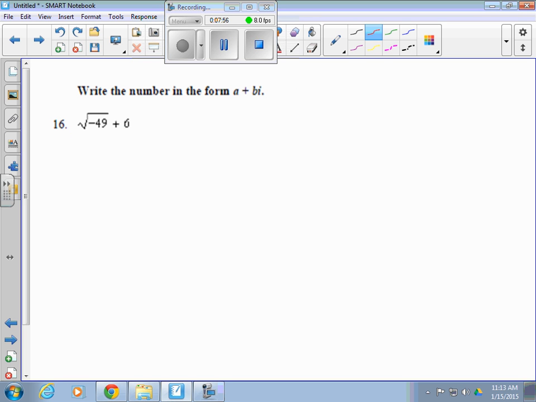Number 16 says write in the form a plus bi. Remember, it's been a long time since we've seen i, but remember how easy it was. All i is, is a means of pulling a negative out of the radical symbol. I times the square root of 49 plus 6. We know what the square root of 49 is. It's 7. 7 times itself is 49, and so it's negative 7. So what we have is both positive and negative 7 times i plus 6.